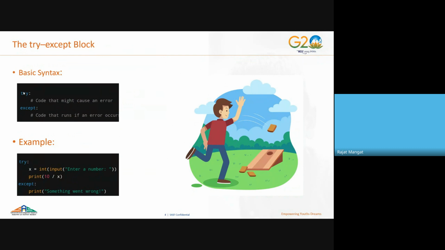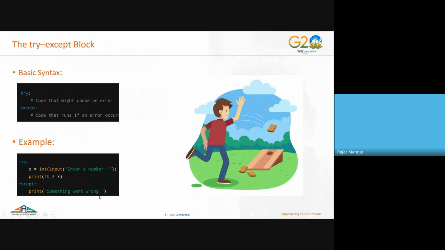If an error occurs in the try block, then the except block will get executed. If no error occurs in the try block, then the except block will not get executed. If the try block is throwing any error, then the except block will be ready to tackle any kind of error that the try block is throwing. Let's see this example. In try, we are taking an int input, enter a number, and printing 10 divided by x. Here we are telling it to except: print something went wrong.